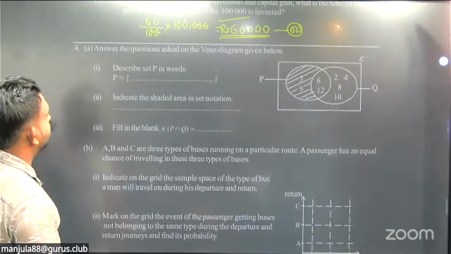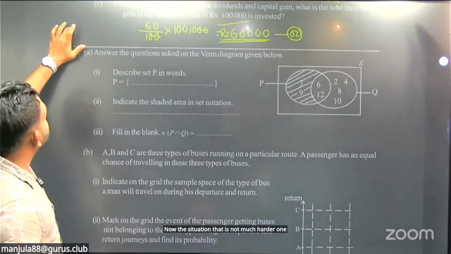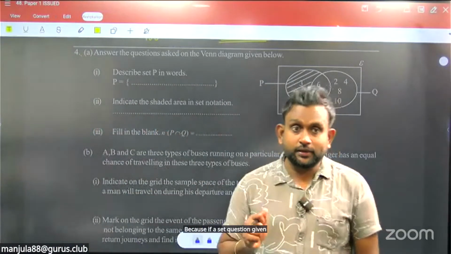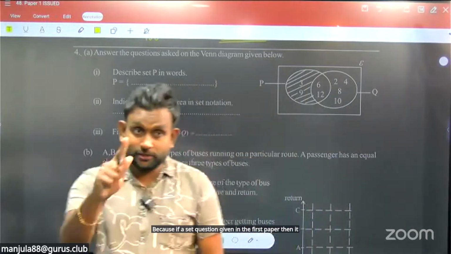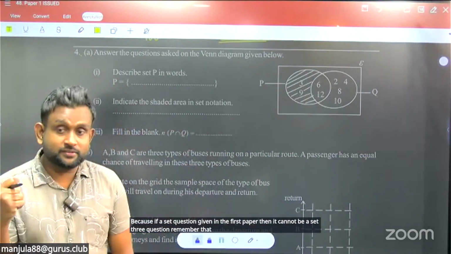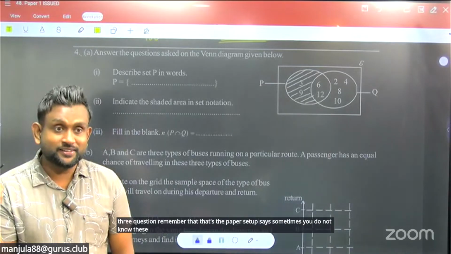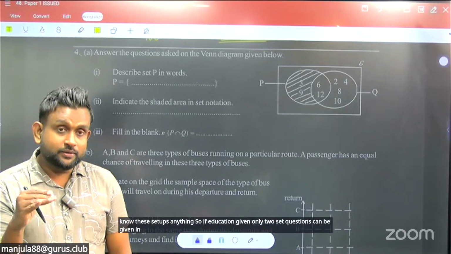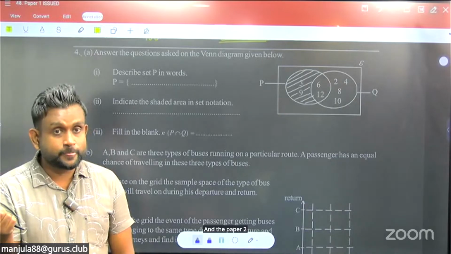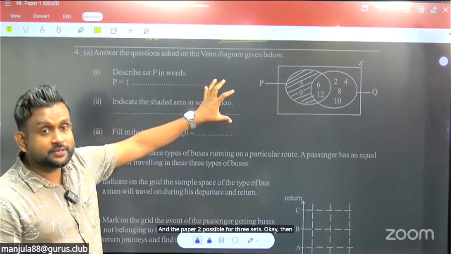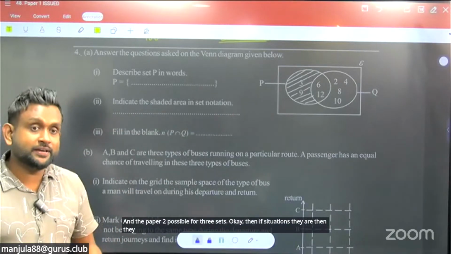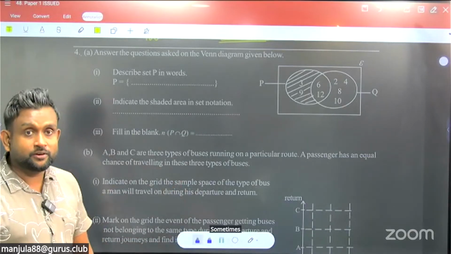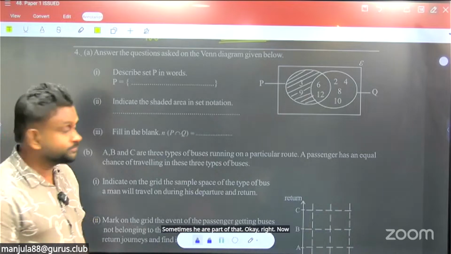Now the set question, that is not a much harder one. Because if a set question is given in the first paper, then it cannot be a set 3 question. Remember that, that's what the paper setup says. Sometimes you do not know these setups. So if a set question is given, only 2 set questions can be given in paper 1, and paper 2 is possible for 3 sets. Then if set questions are there, the tree diagrams sometimes will move to the second paper, sometimes here. Okay, right. Now check the answer.